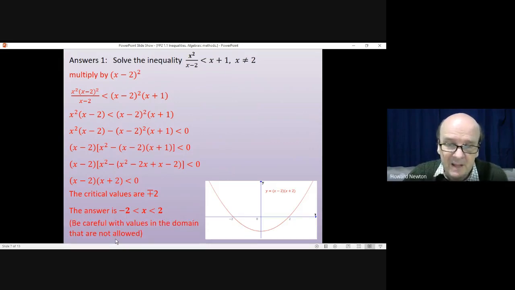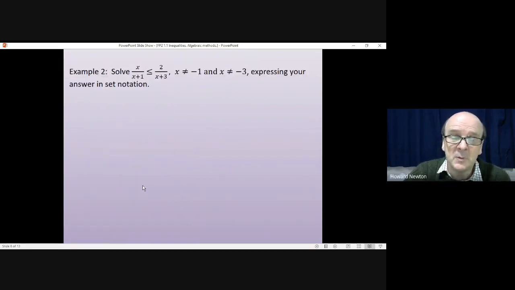Be careful with values in the domain that are not allowed, and just check that you haven't accidentally included them in your answer. And that issue is a real issue in this second question. So a little bit more complicated, this one. Have a go at example 2 yourselves. Pause the video, come back to me when you're ready.